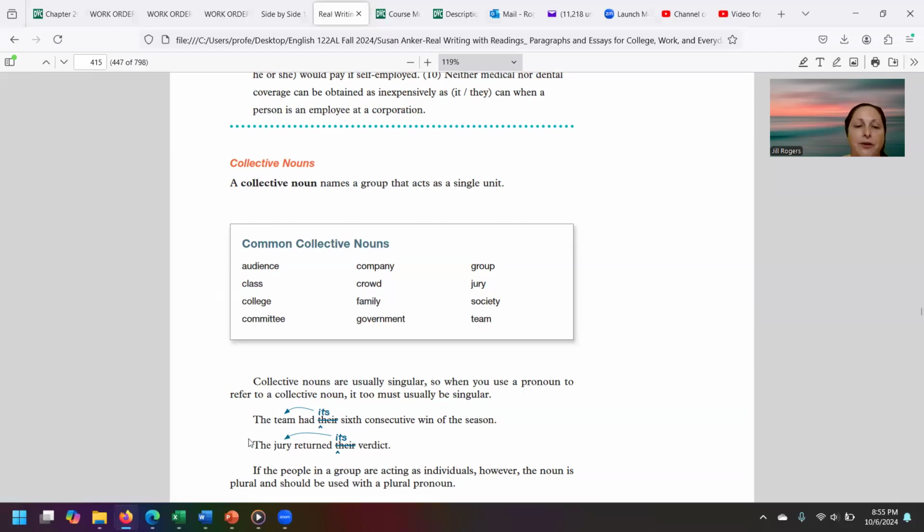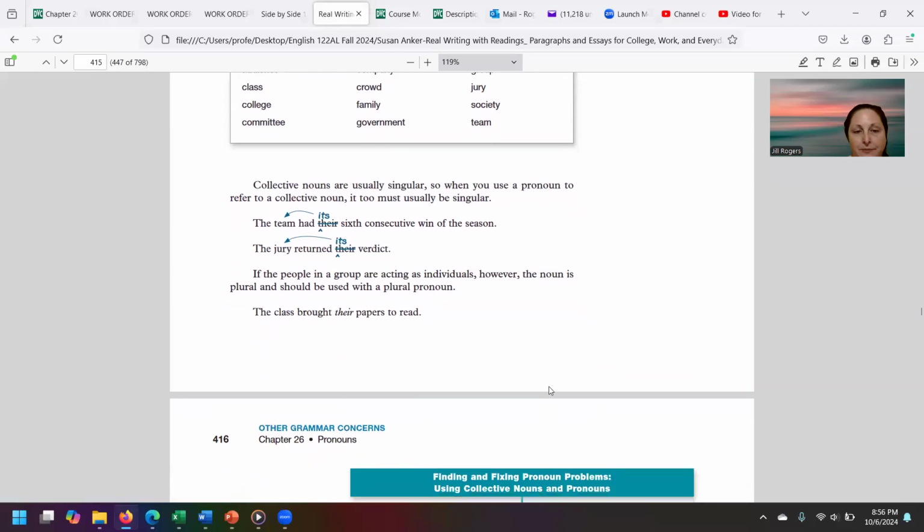Okay. And here the example. The team had its 6th consecutive win of the season. No apostrophe. So that means the possessive. It's with an apostrophe means it is. So IT apostrophe S means it is. Okay. Lots of people make that mistake, but now you know and you won't. Okay. The jury returned its verdict. It's a singular thing. All right.